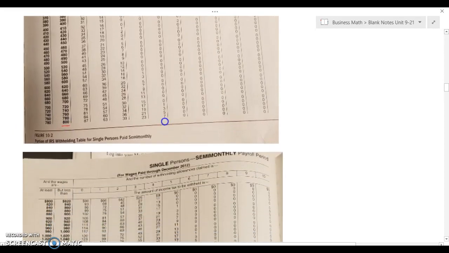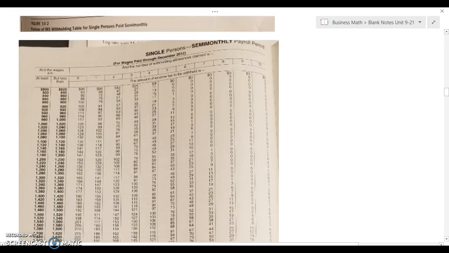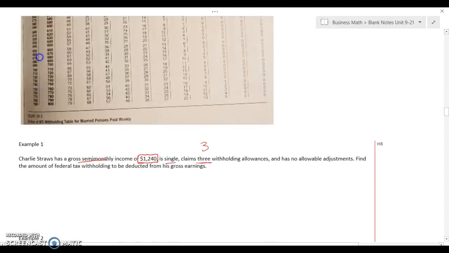So I need to go to the next chart and say, okay, let's find out where 1,240 would fall. Well, he makes at least $1,240 and no more than $1,260. He claims 3. Here's 3. So I go down till I hit the same row. That would be $85. So he gets deducted out of his paycheck $85 in federal tax.